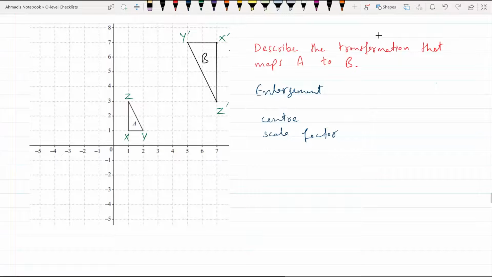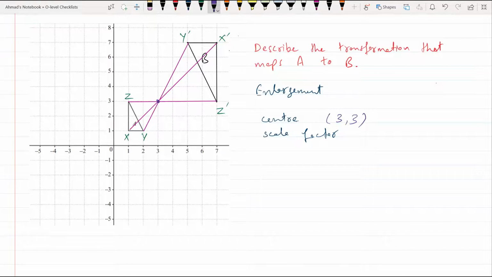Let's join corresponding points. Corresponding points को join कर लेते हैं. ZZ dash. Then you have YY dash. That's your center of enlargement. But just to confirm, let's do the third one as well. XX bar को भी join कर लेते हैं. This is what we get. That's your center of enlargement, which is this point here. That's 3 and 3. Okay, so center is 3 and 3.